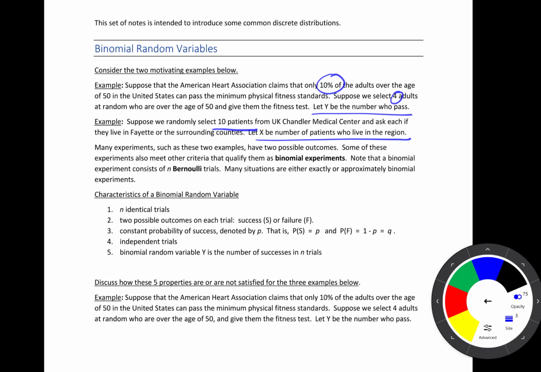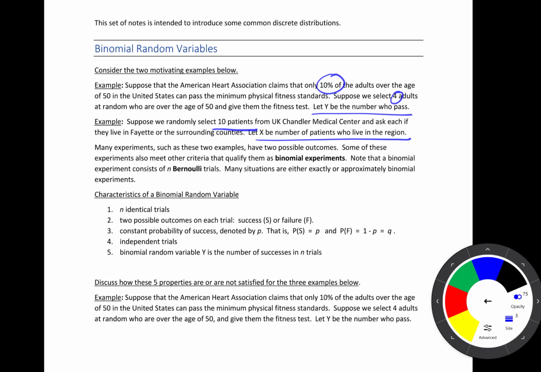So in this case, again, notice we know how many people we're going to select. We're going to select 10. For each of those people, there's one of 2 possible outcomes. In this case, it's either they live in the surrounding counties or they do not. And then again, we're going to look at the number out of those 10 that satisfy that condition.